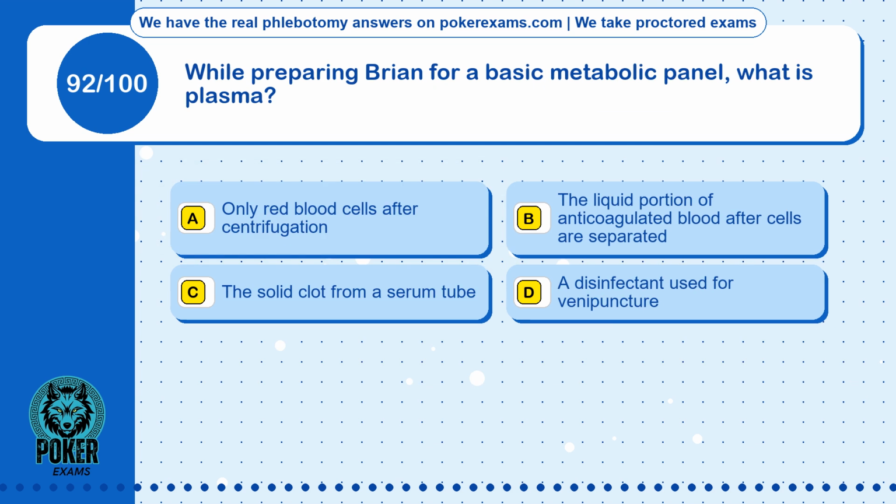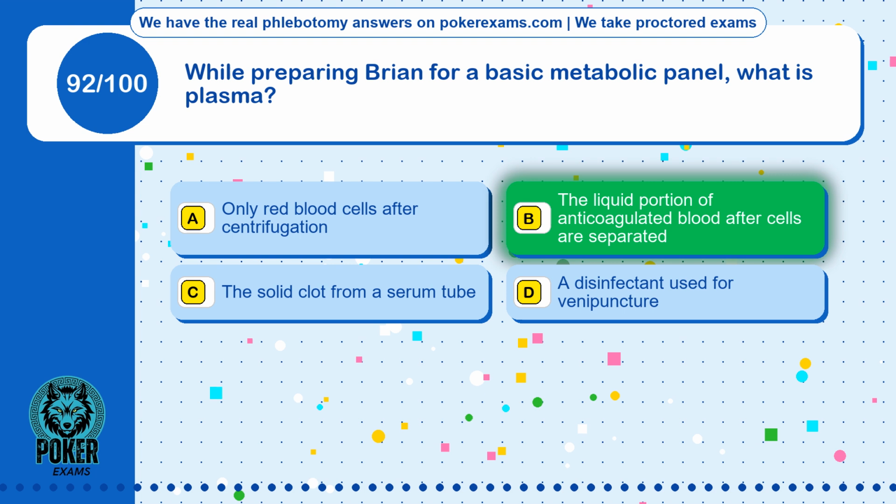Question 92. While preparing Brian for a basic metabolic panel, what is plasma? Option A. Only red blood cells after centrifugation. Option B. The liquid portion of anticoagulated blood after cells are separated. Option C. The solid clot from a serum tube. Option D. A disinfectant used for venipuncture.